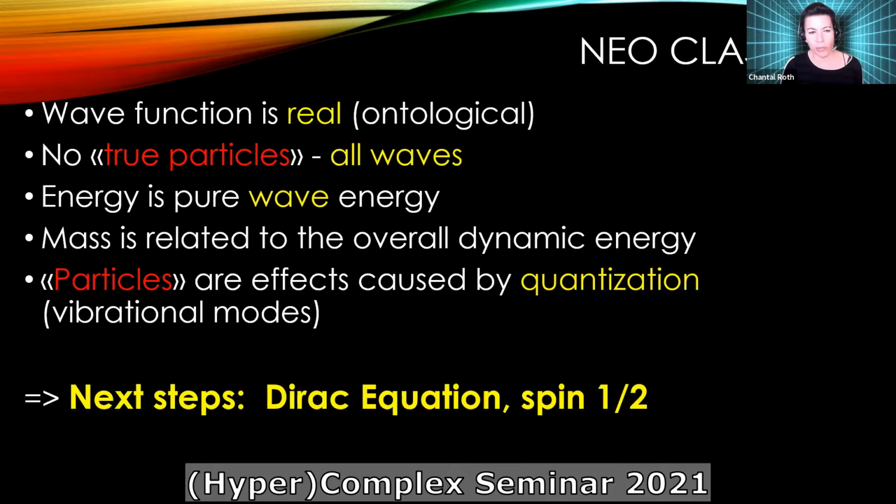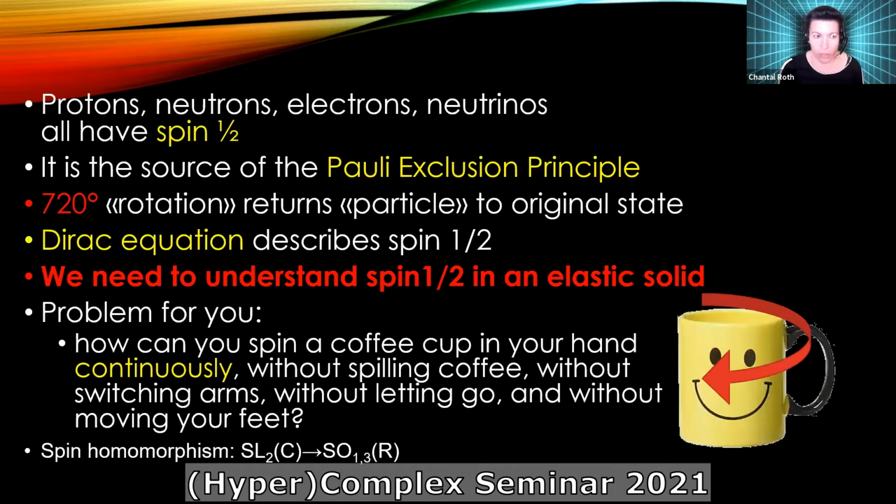Now, of course, you may wonder, what's next? This is just the beginning, okay? The next step, to me, is obviously the Dirac equation and spin 1/2. Why is spin 1/2 important? Because protons, neutrons, and electrons all have spin 1/2, and it's the source of the Pauli exclusion principle. Most of you probably know what spin 1/2 is. It means you have to rotate something, and it returns to the same state only after 720 degrees.